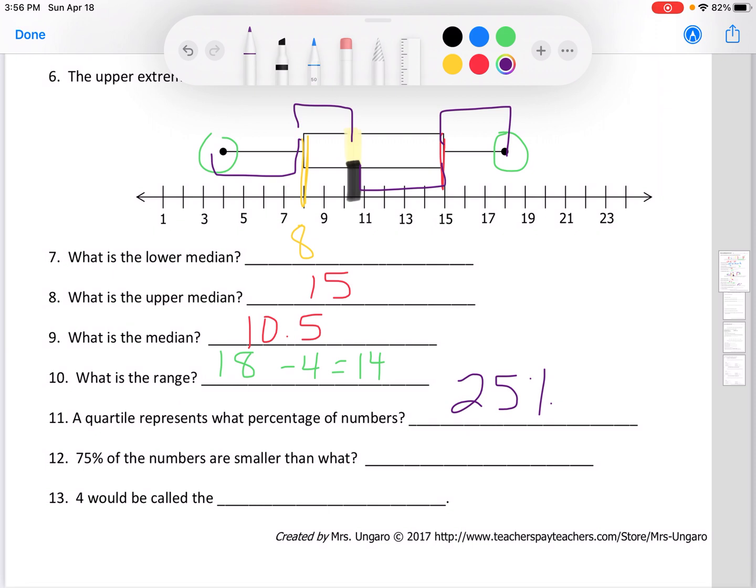75% of the numbers are smaller than what? So 75, that'd be 25, 25, 25. So that's 75. So 75% of the numbers are smaller than 15. 4 would be called the minimum or the lower extreme.